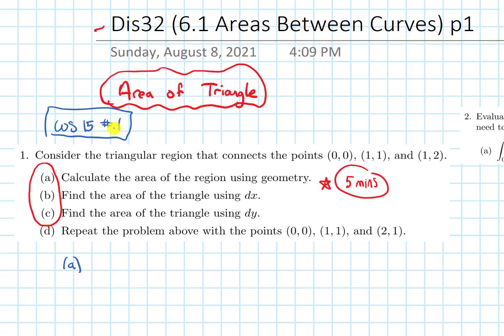So this is problem number 1 from worksheet 15, which says, consider the triangular region that connects the points (0, 0), (1, 1), and (1, 2). I want you to first try parts A, B, and C of this question. Give yourself 5 total minutes. Pause the video in 4, 3, 2, 1, pause it and try this question for about 5 total minutes.